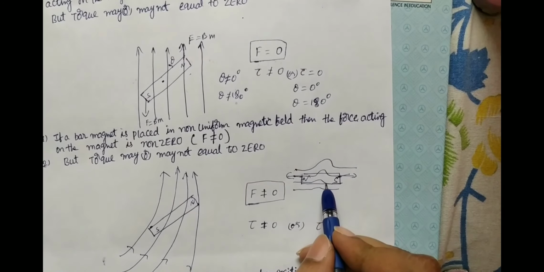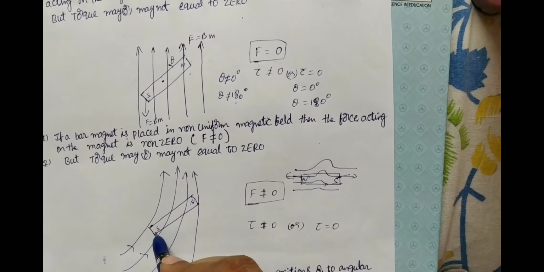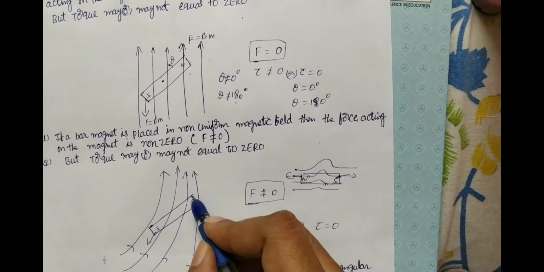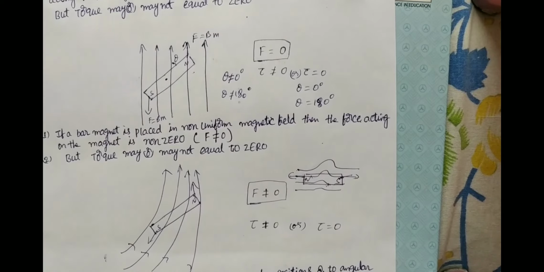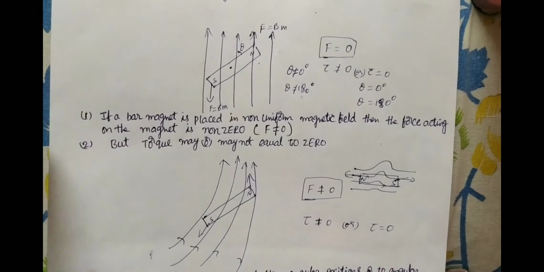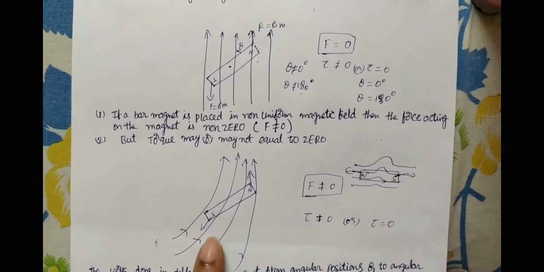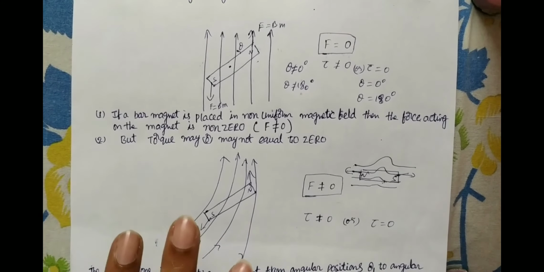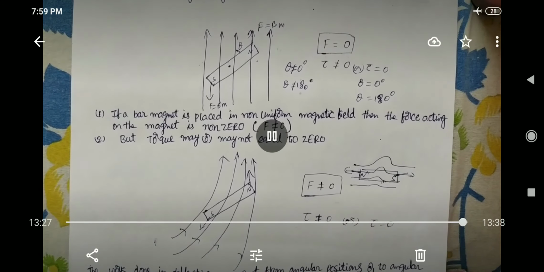Even though the field is non-uniform, in some cases it is not possible to rotate the magnet, so no torque is acting. In some cases, torque is acting. Suppose here torque acts. So even though it experiences a force like this, torque is acting. So in both cases, uniform field means net force must be 0. Non-uniform field means force is compulsorily acting, F is not equal to 0. But in both cases torque may or may not act on it.